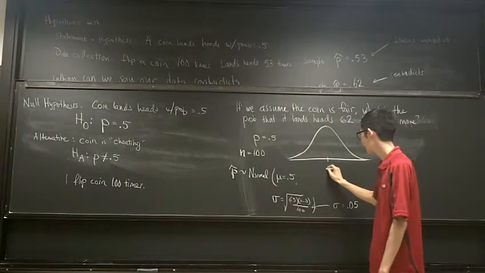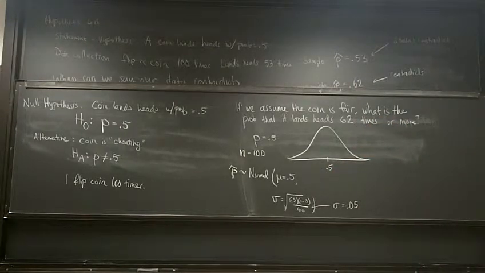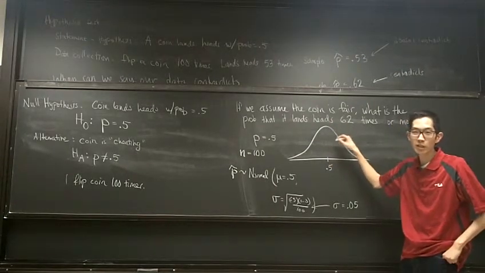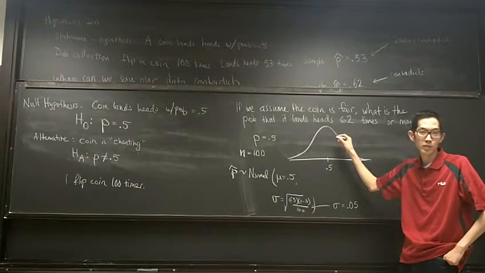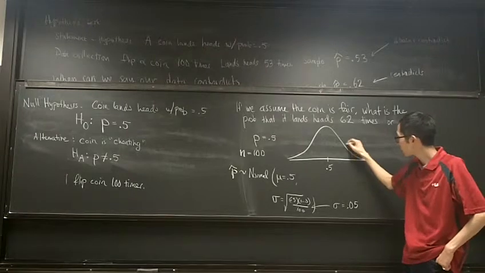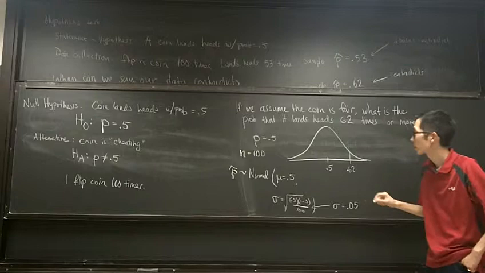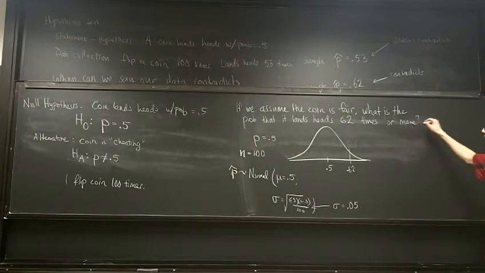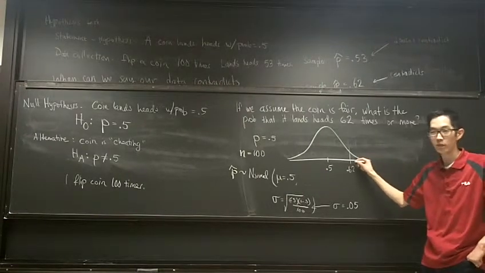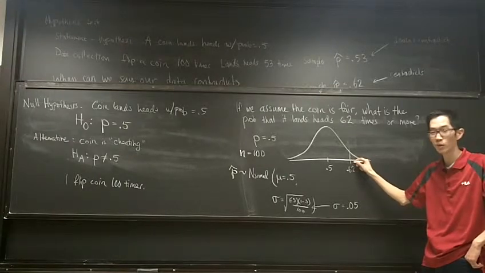So according to this, anytime I take a sample, flip a coin 100 times, I expect my p hat to be very close to 0.5. If it's more than 0.5, I guess that's okay. But what I'm observing is something out here at 0.62. So I'm saying, if we assume the coin is fair, what's the probability that it lands heads 62 times or more? Or basically, what's the probability that I would get a p hat of 0.62 or more?